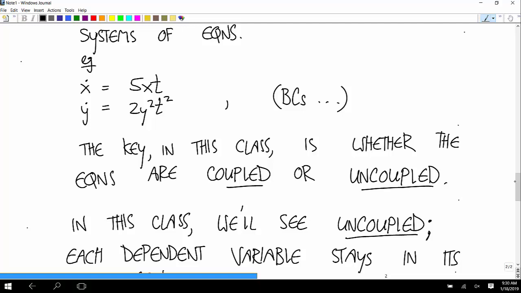Is that something we can solve with separation of variables? Yeah, because you can write this as a function of x times a function of t. What about this one? Can we solve that by separation of variables? Yeah, because it's a function of y times a function of t. And so we'll do this one first, come up with an answer, and do this one and come up with an answer.